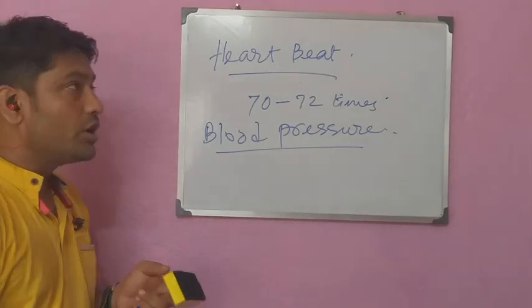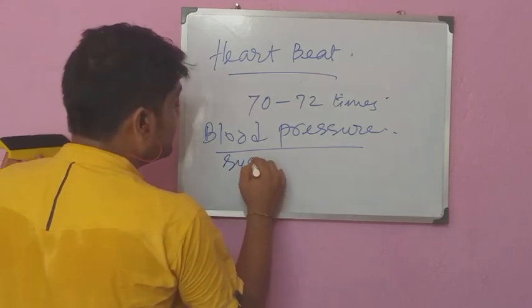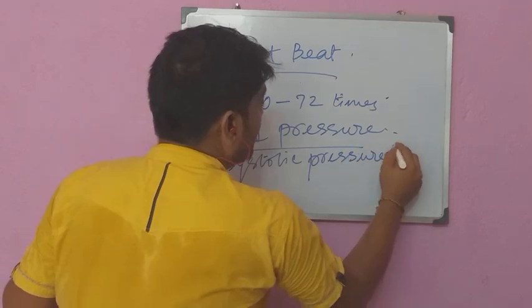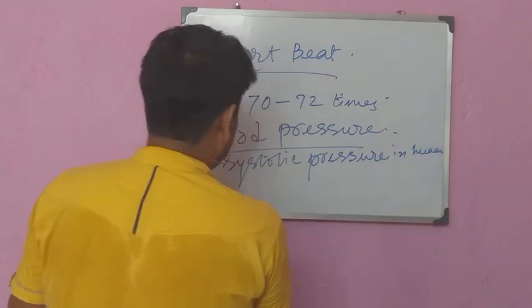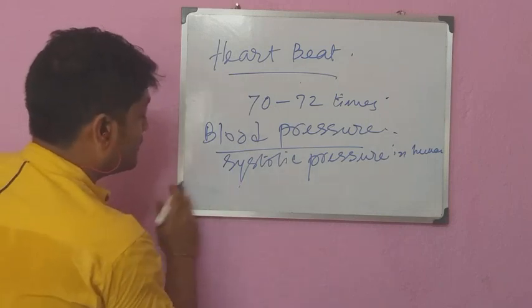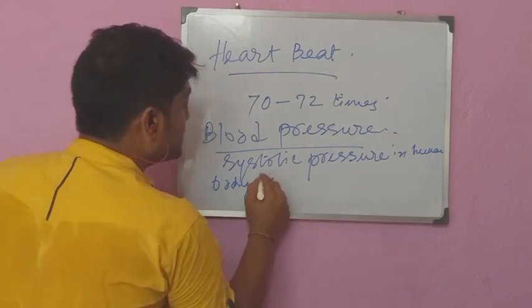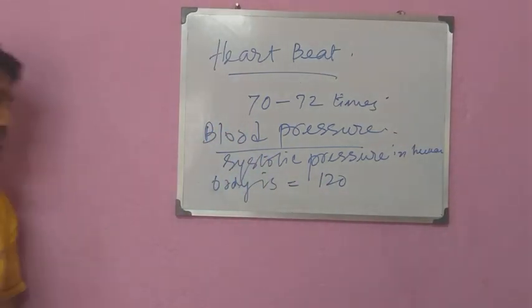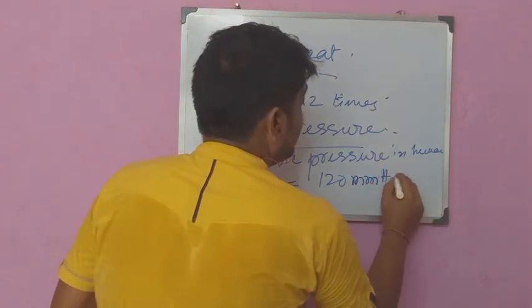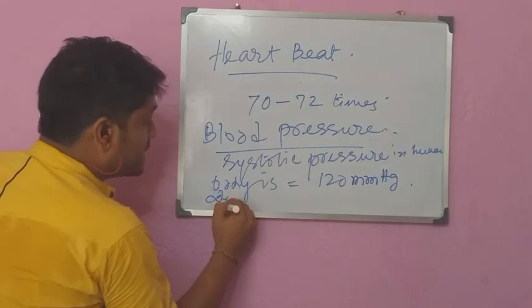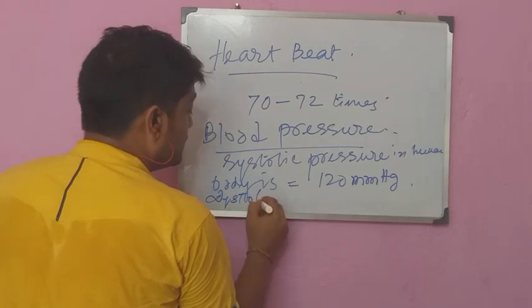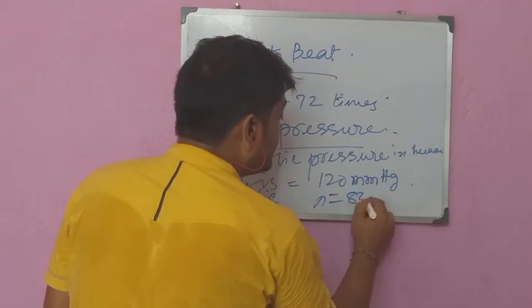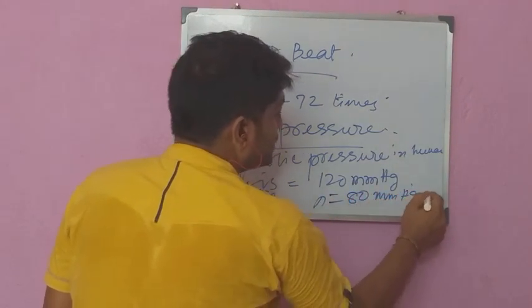Normally, systolic pressure in the human body is 120 mmHg, and diastolic pressure in the human body is 80 mmHg.